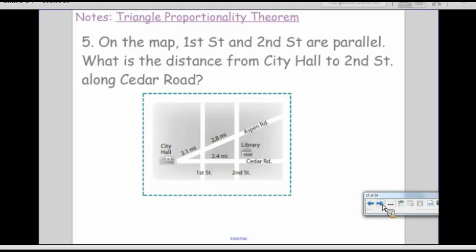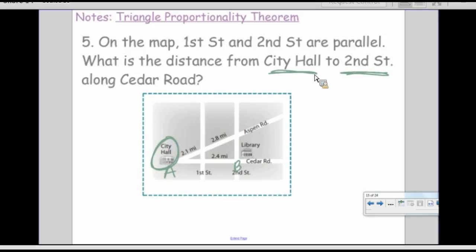It sounds like a lot, but you know what? It is no more than what we've been doing. So, find the distance from what? City Hall to 2nd Street. Here's City Hall. Where's 2nd Street? Not the first one, but the second one. So we're going from A to B. We're trying to find from A to B.